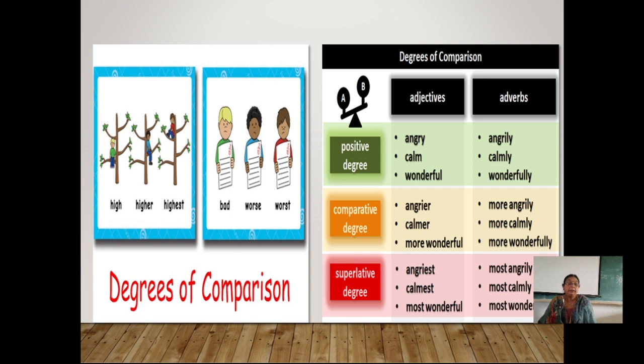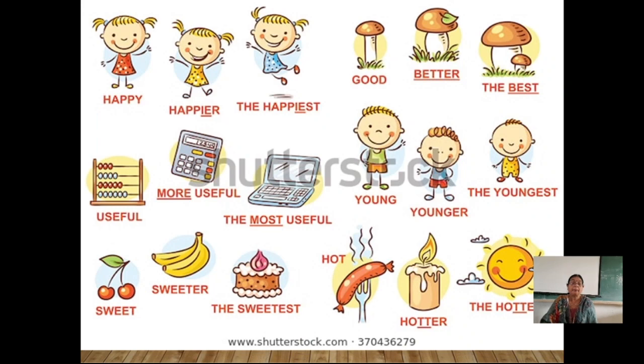And then you have the third degree, the superlative degree, when you compare things with more than two things, and then you say the third one is the biggest, and then you use the article the to show the supremacy of the third part. So we have three degrees of comparison: positive degree, comparative degree and superlative degree.